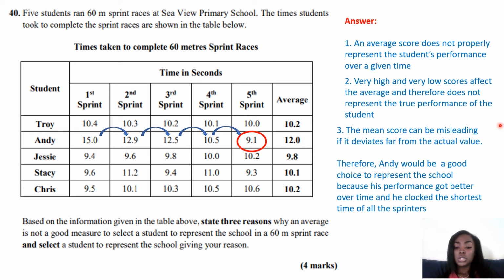Then they said to choose or select a student to represent the school. So I would say Andy would be a good choice to represent the school because his performance actually got better over time. And he actually had the shortest time in all of the sprints, so he would be the best candidate for this type of race, for a sprint race, if you want him to represent the school. So if you include these things or anything similar to these, you'd be able to get your 4 marks. What they're looking for in this question is to see that you are able to know what average is and how to explain average.